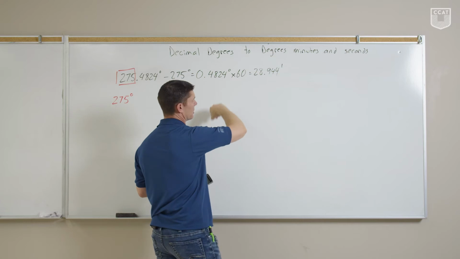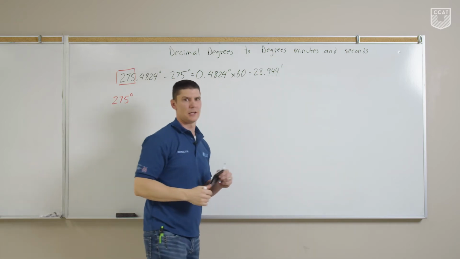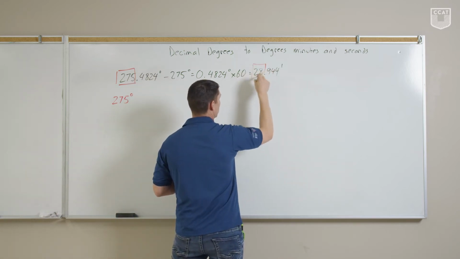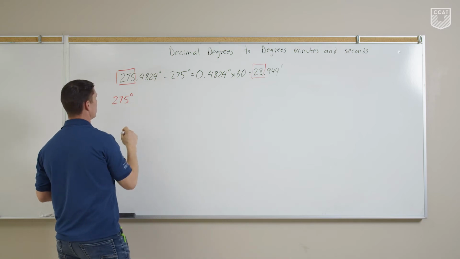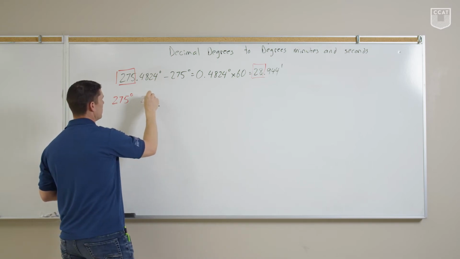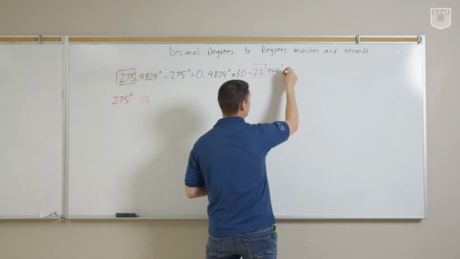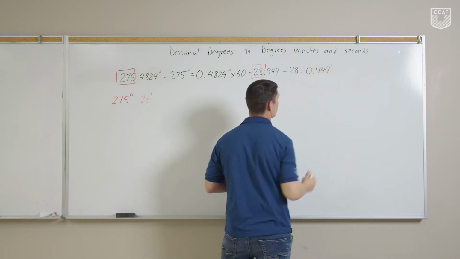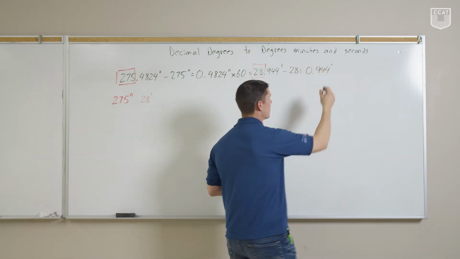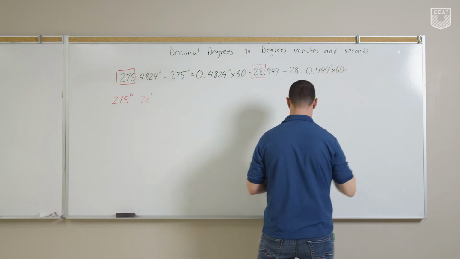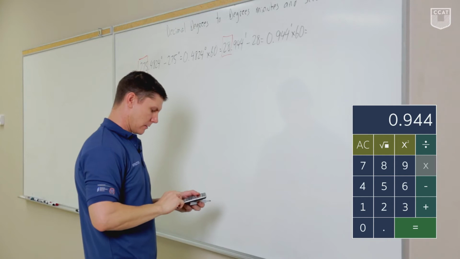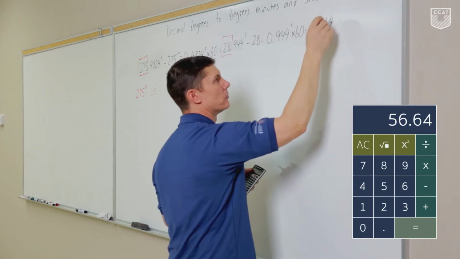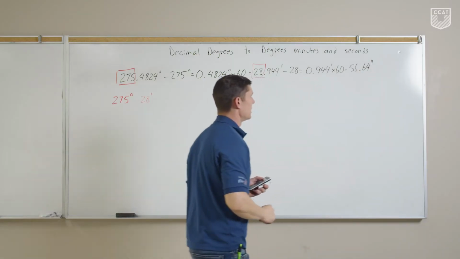The symbol for degree is just a little circle. The symbol for minutes is the same as the symbol for feet. We've got 28 full minutes there, so we can record that: 275 degrees, 28 minutes. We take 28 out of the equation, which leaves 0.944 minutes. We said we have 60 seconds in a minute, so we multiply by 60 and get 56.64, and the symbol for seconds is the same as inch.